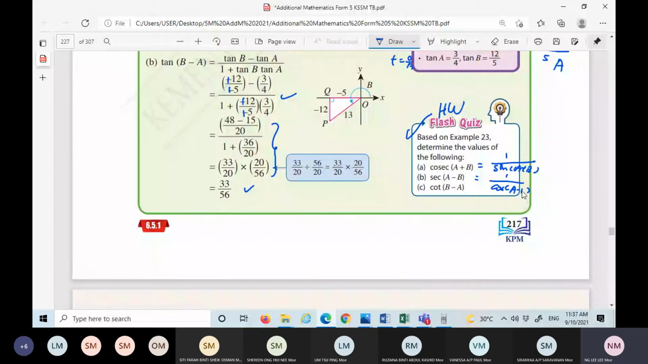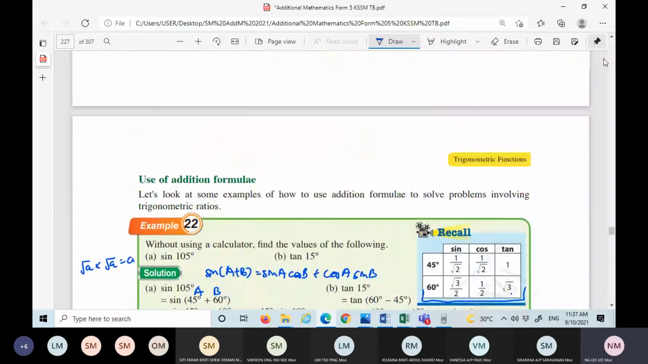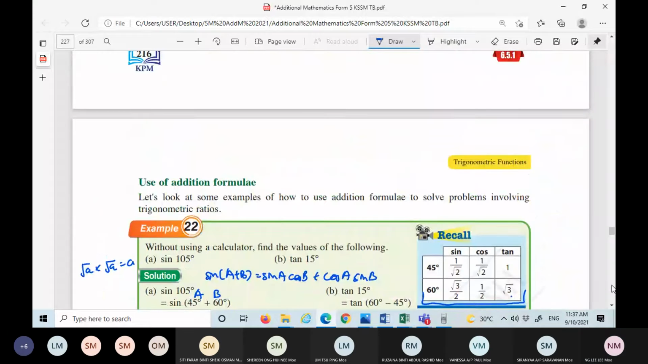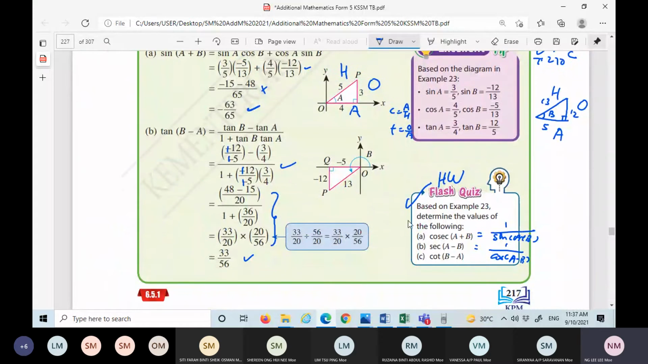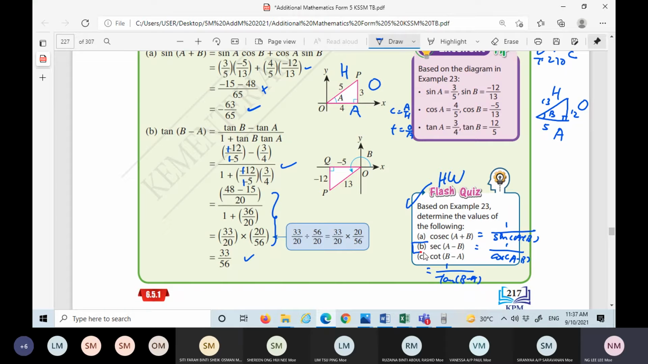This is A minus B. But here you don't have it. Here you only have sine A plus B and tangent B minus A, so you don't have cos A minus B. This one you have to do. Either you do cos A minus B and after that you turn it upside down, or you do it in one shot here. Next, cotangent is 1 over tangent B minus A. You have it here, so this one just turn upside down. So A and C you don't have to do, it's okay, as long as you understand. You just do this one, the B.